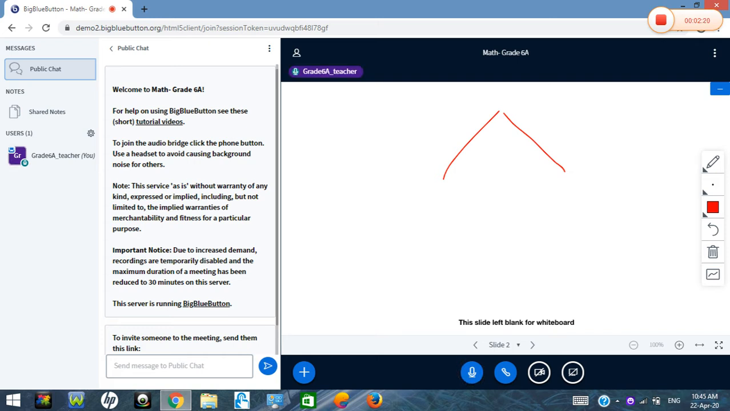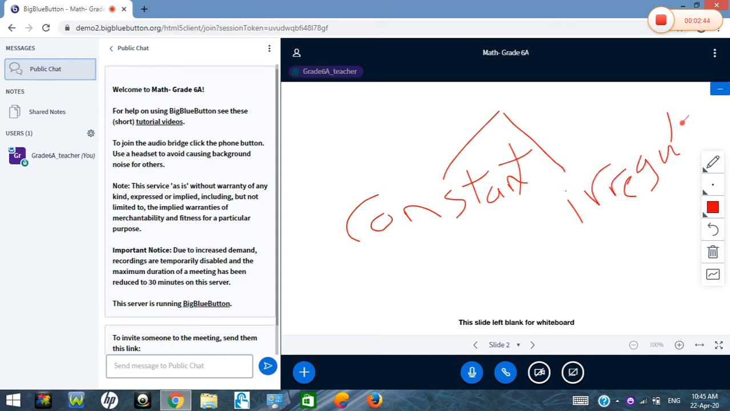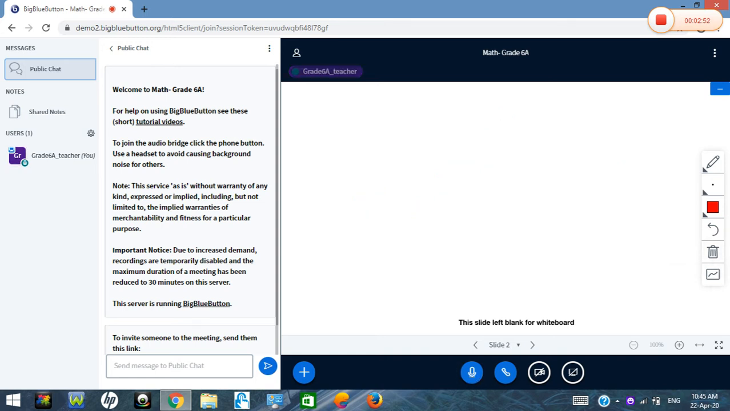and we have different types of speed. Maybe the speed is constant, doesn't change. Maybe the speed is irregular, which means the speed changes. And we have different graphs that represent the speed.